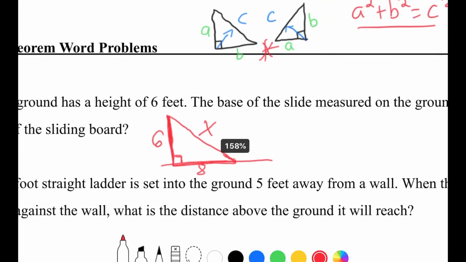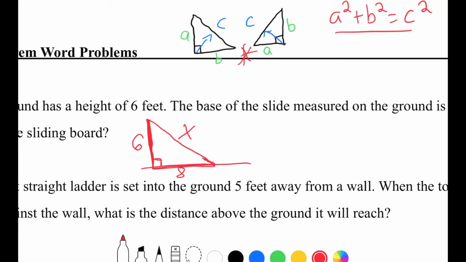So kind of like what we talked about when we were going over what the theorem is, the side across from the right angle is our hypotenuse, so that's going to be our C. And then our other two sides of our triangle are our legs, so it's either A or B, whichever one you prefer. So what we're going to do is start with our A, so 6 squared, plus our B, which is 8 squared, equals our C, which is x squared. And then we're going to solve.